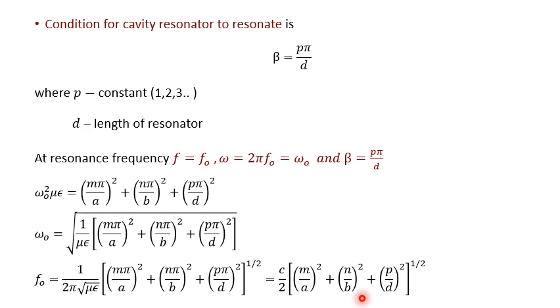To conclude, in this presentation, we discussed an introduction to microwaves, and then we moved on to discuss waveguides and propagation of waves in a rectangular waveguide. We also discussed what a cavity resonator is and how to derive an expression for the resonant frequency of a rectangular cavity resonator. Thank you.